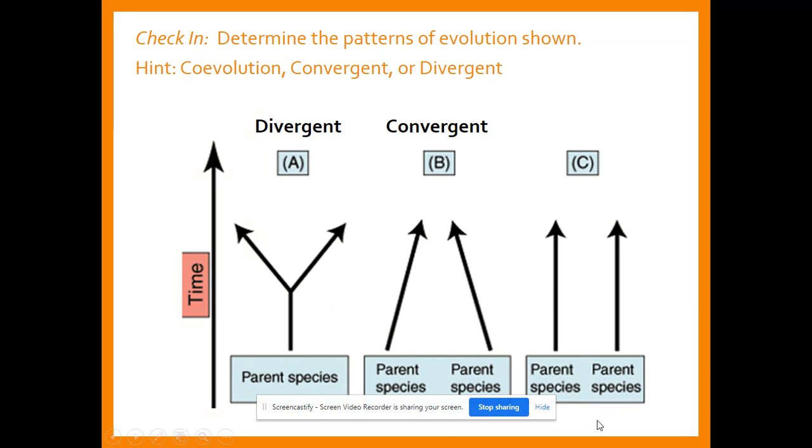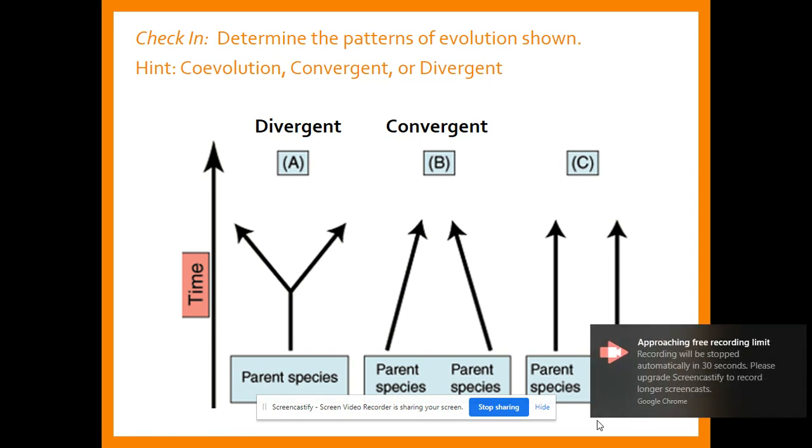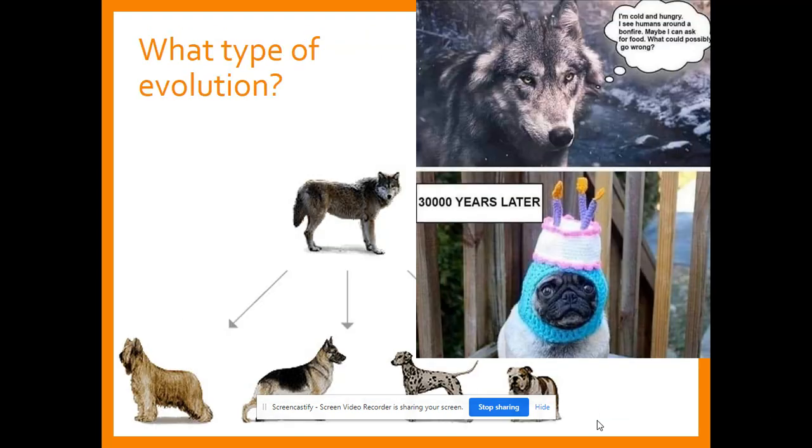And lastly, you should have come up with coevolution for C, where you have two species that evolve with each other. In our last example, you have the wolf, and then you have our different dogs. Hopefully you came up with divergent evolution for this.